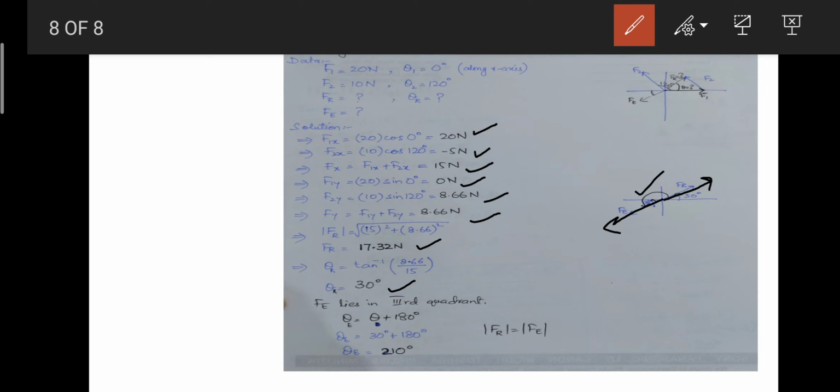So equation for fe would be theta equals to theta plus 180 degree, and the value of theta was 30 degrees, so putting the value of this plus 180 degree, obviously, we get theta e to be 210 degrees. So as you can see in this figure that we are having 180 degree plus this 30 degree, we get the result equals to 210 degrees, since we know that the magnitude of fr is equal to the magnitude of fe. So we have calculated the angle and the magnitude of the equivalent force as well.